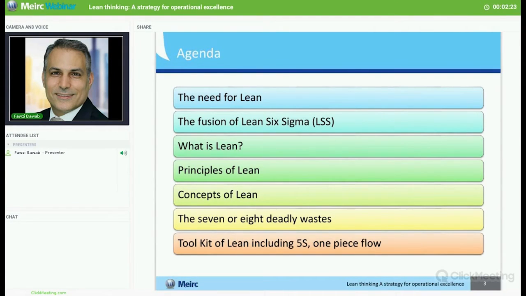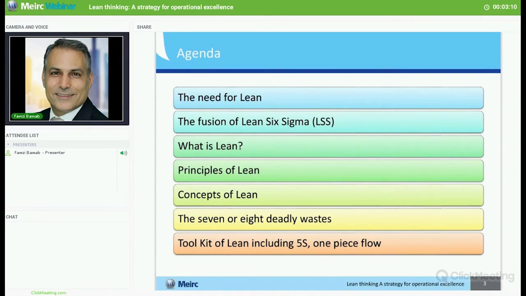As we get into the webinar, we'll start talking about definitions of Lean, the history of Lean, and of course the principles of Lean. Once we talk about the principles, we will talk about some of the main concepts of Lean, and how companies are currently implementing Lean in their operations as a strategy for organizational excellence and improvement. We will mention the 7 or 8 deadly wastes, or as the Japanese call it, MODA. And I have picked a couple of tools used within the Lean domain: we will talk about 5S and one-piece flow.